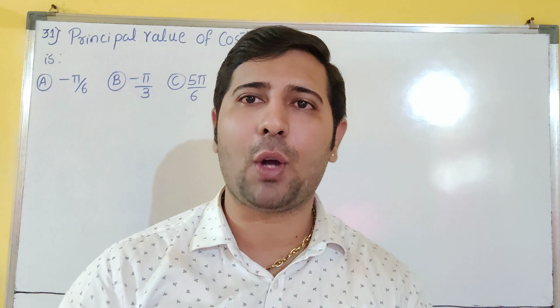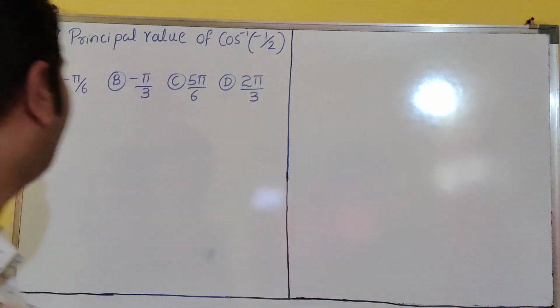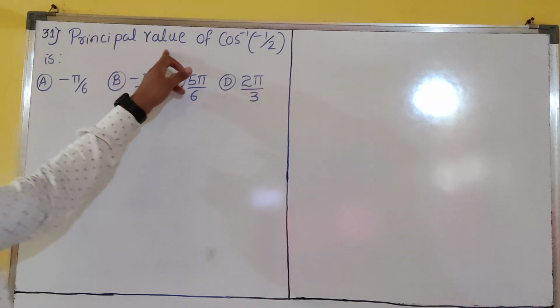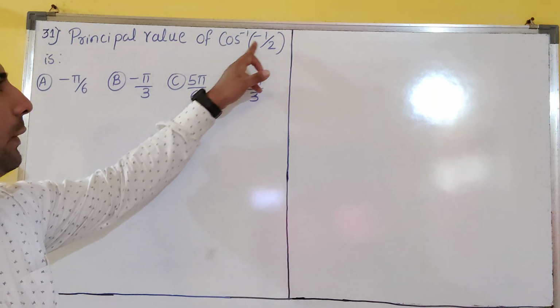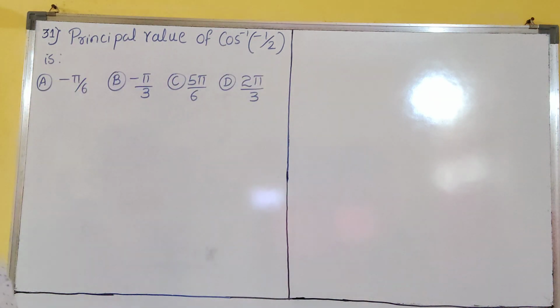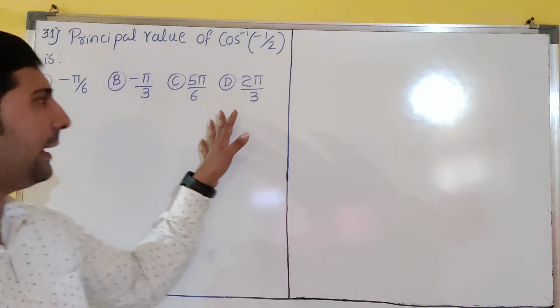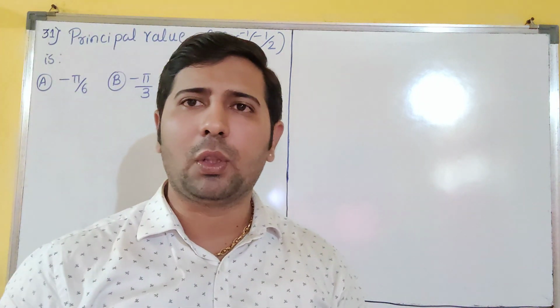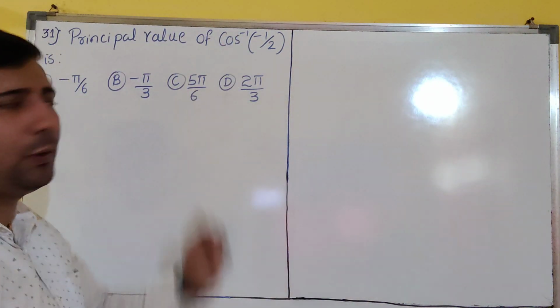I hope all of you have copied. We'll see the next question, dear students. Question number 31: the principal value of cos inverse of minus 1 by 2 is what? They have given 4 options for you.